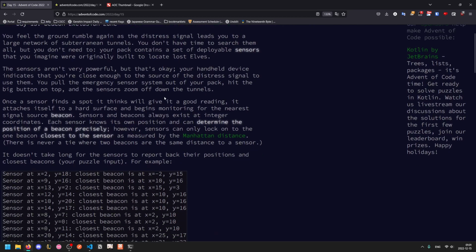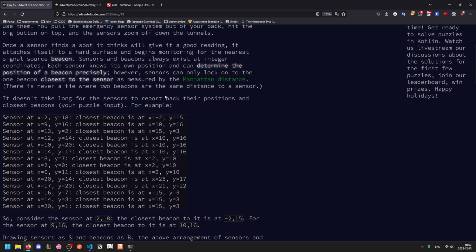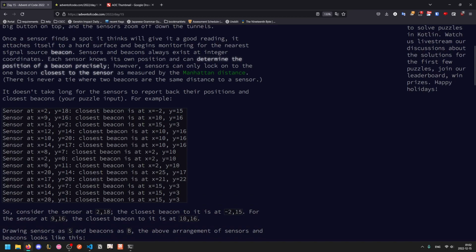Once they find a spot they think will give a good reading, they'll attach themselves to hard surfaces and look for the nearest signal source beacon. These sensors and beacons always exist at integer coordinates on a 2D grid. Each sensor knows precisely its own position and the position of a beacon, but they can only lock onto one beacon, and it will be the closest one to the sensor.